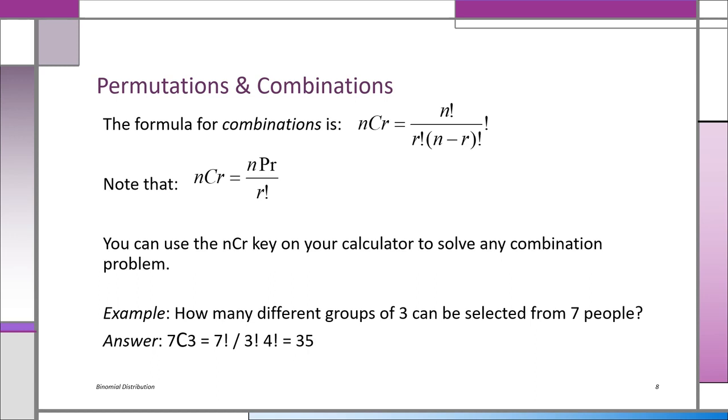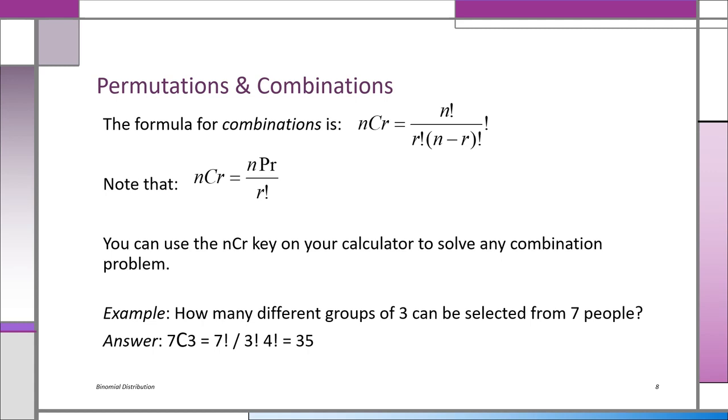This is the formula for combination. nCr, not P, now it's a C. nCr is n factorial over r factorial times n minus r factorial. Notice it's almost the same as the permutation formula, except now you're shrinking it by dividing it by r factorial. So that's why we see that nCr is nPr over r factorial. Anyway, you don't have to worry about all this. You have an nCr key on your calculator to solve any combination problem. Make sure you have a calculator that has that key. You shouldn't even buy a calculator that doesn't have nPr and nCr on it. And they're very cheap now.